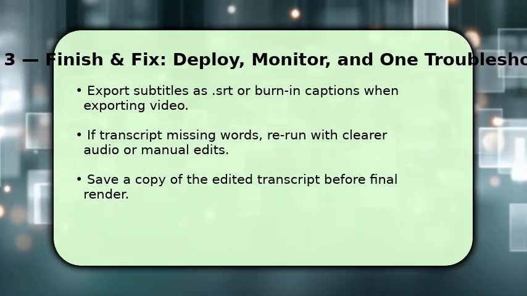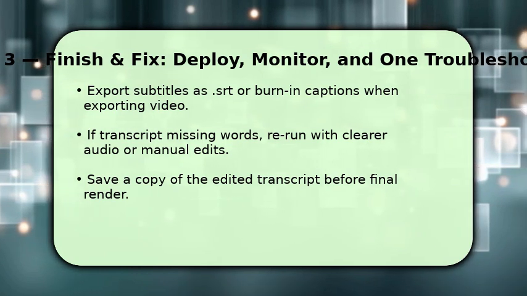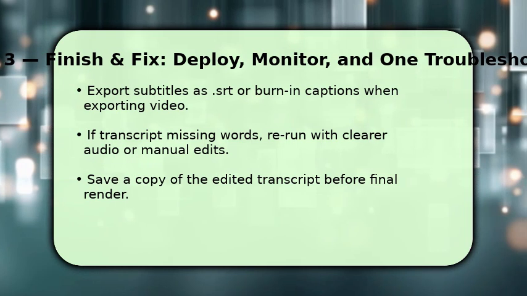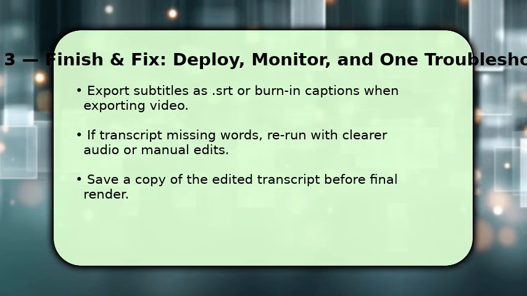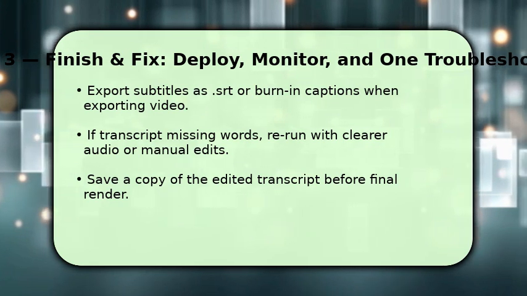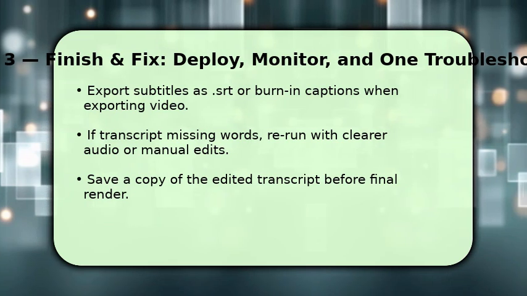If you spot missing or garbled words, re-record problematic audio or rerun transcription after noise reduction, and then manually correct remaining lines. Doing this makes captions accurate. Make sure to save a separate copy of the edited transcript before final render so you can reuse or re-edit. If captions fail to export, restart CapCut and re-import the subtitle file.